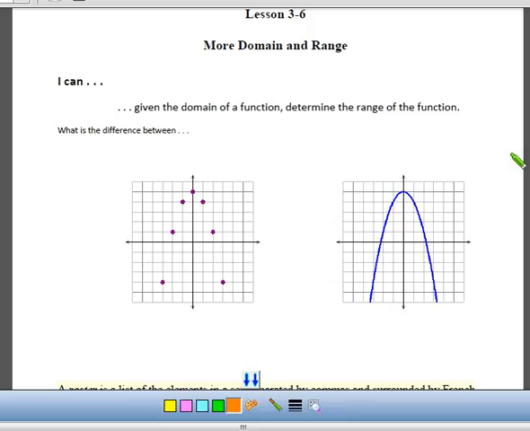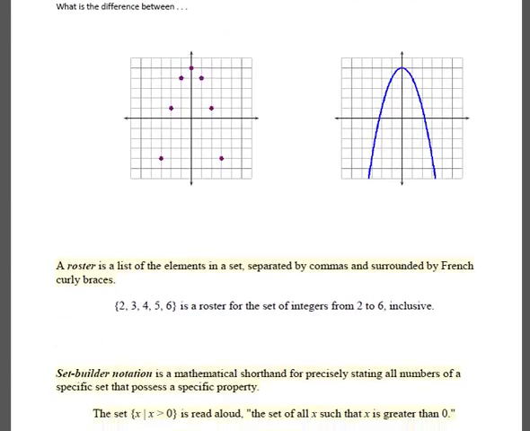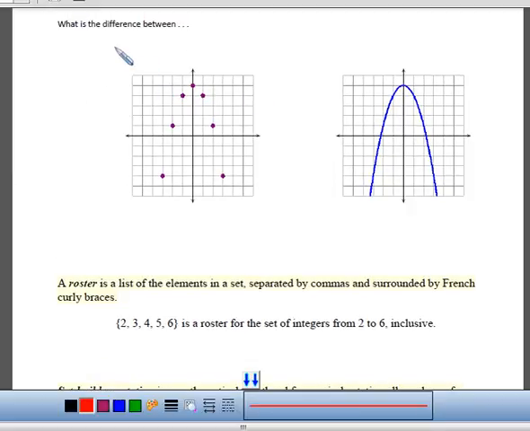Alright, so our target for this lesson is: I can, given the domain of a function, determine the range of a function. Okay? Now, we've already seen that before in the previous lesson, but we're going to take what we've done and expand on it. And this is going to be something new and hopefully very challenging and exciting for some of you. But if you are having trouble, make sure you come and see me or get help from a friend or a parent. All right, here we go.